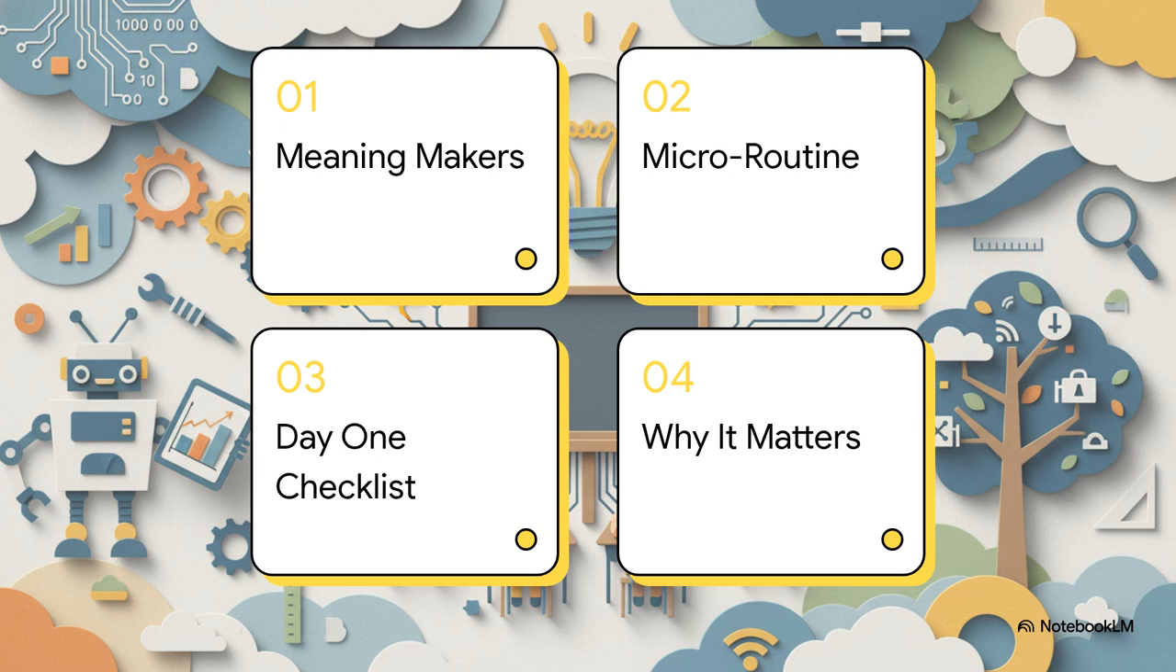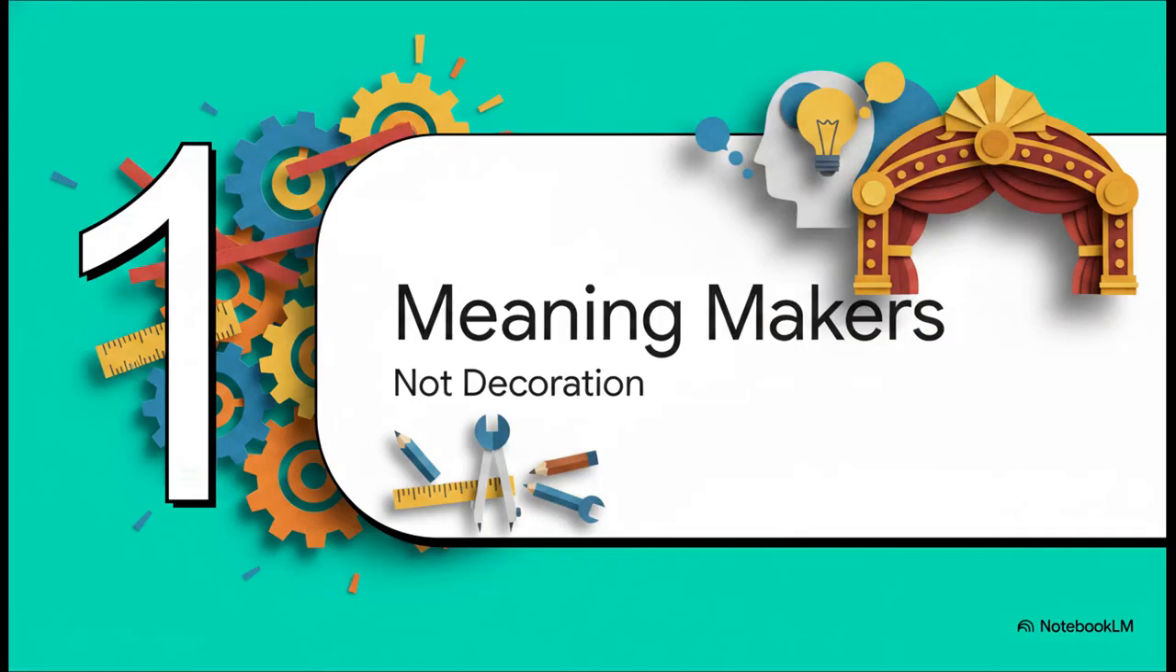Number 1, meaning makers, not decoration. 2, the one-element microroutine. 3, we'll go over a day 1 implementation checklist. And finally, number 4, why this matters. All right, moving into section 1, meaning makers, not decoration, the paradigm shift. It is time to fundamentally redefine what technical elements actually are.